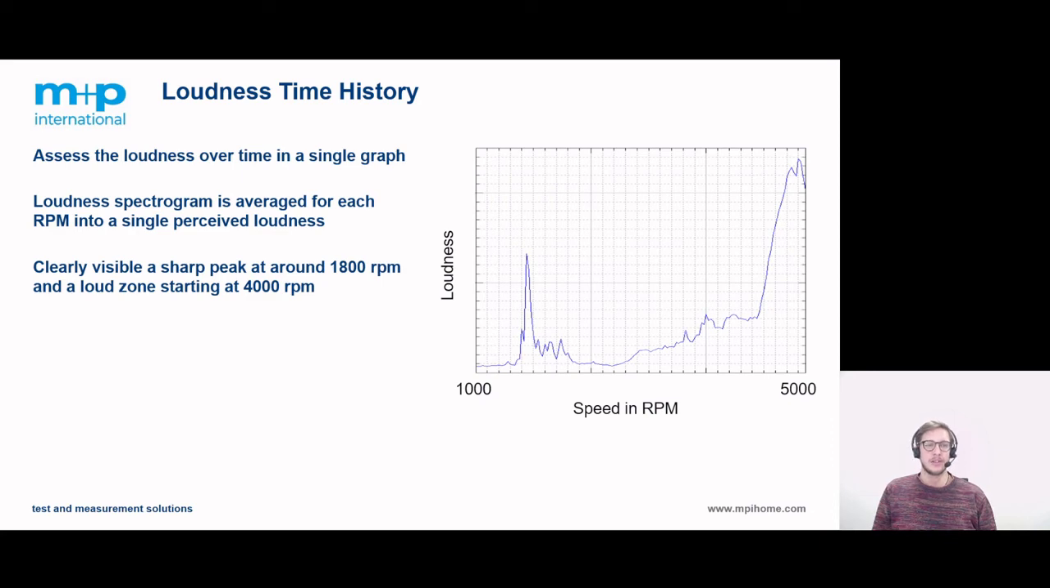Here we can see a clear sharp peak at around 1,800 RPM, which is some kind of resonance, and then a growing loudness over speed, resulting in a really loud zone at around 4 to 5,000 RPM. So actually the test I've shown you was loudest above 4,000 RPM.